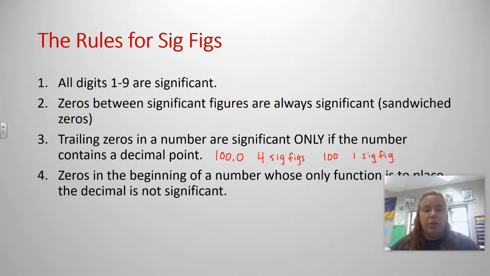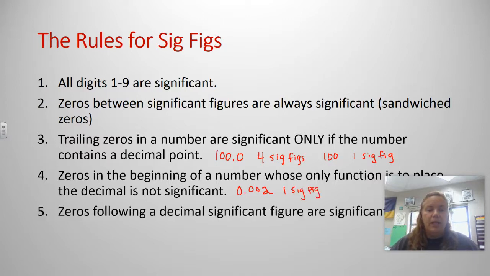Zeros in the beginning of a number whose function is only to place the decimals are not significant. So those placers are not significant. If you had like 0.002, you still only have 1 sig fig.